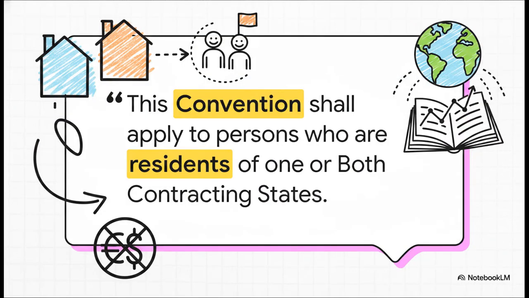Let's look directly at the source text for this rule. It explicitly states, quote, "This convention shall apply to persons who are residents of one or both contracting states." The text also helpfully points us over to Article 3, Paragraph 1a to properly define what persons means, and Article 4 to define residents. The absolute core takeaway here is residency. This convention doesn't just offer some blanket protection to anyone doing business. No, it specifically protects verified residents of the states that actually sign the treaty.